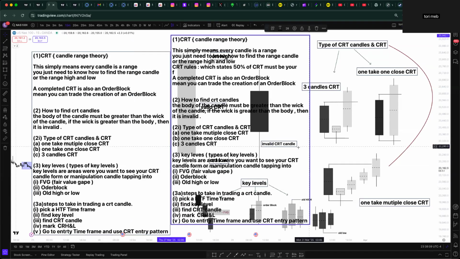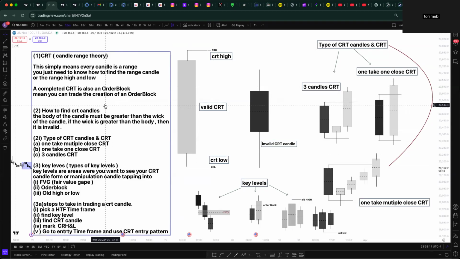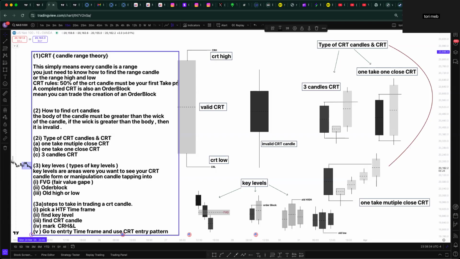Okay, I think we had two of these. Let me do that again. 50% of the CRT candle must be your first take profit.